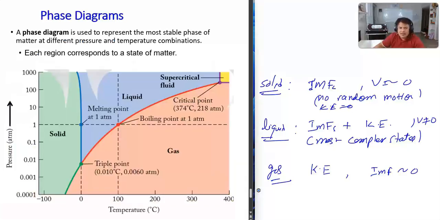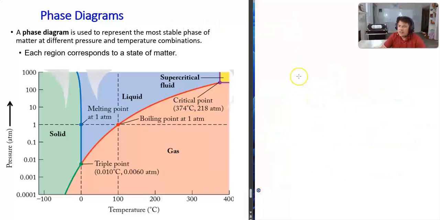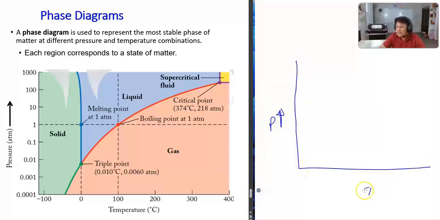Now let's see this. This is the phase diagram of water. A phase diagram is a diagram which tells you about the phase of the material at a particular temperature and pressure pair. That is the phase diagram. In this phase diagram, you have pressure on the y-axis, okay guys, and temperature on the x-axis.